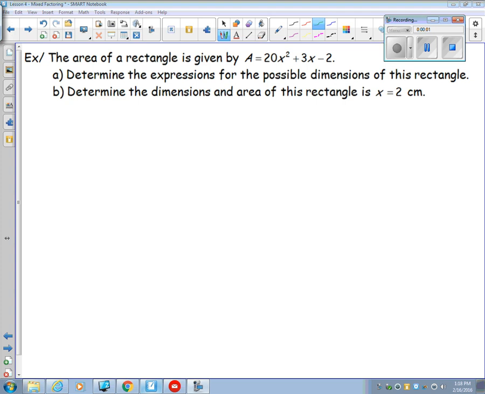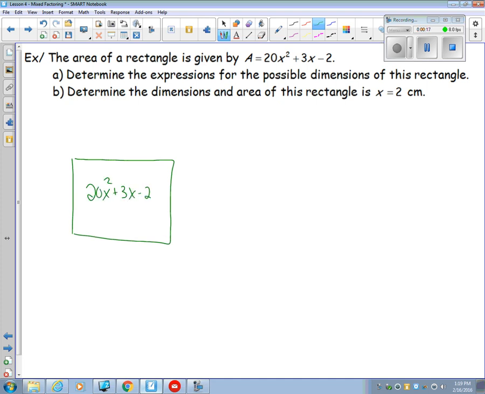Okay, we're just going to take a look at the last example here, how we can use factoring to actually solve some problems that relate to polynomials. So we have this rectangle. Its area is given by 20x squared plus 3x minus 2. So if I draw a rectangle, I know the area of this thing is given by this expression, but I don't know its dimensions, right? So part A asks me, what are the possible dimensions?